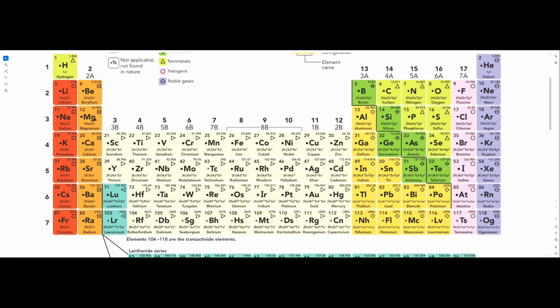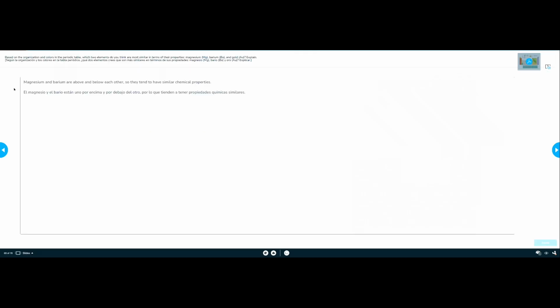The answer is magnesium and barium are above and below each other. If you chose barium and gold, you missed the concept of this. The rule is above and below each other, or at minimum in a similar color on this periodic table. Here's an example answer of how to word this. Magnesium and barium are above and below each other, so they tend to have similar chemical properties.